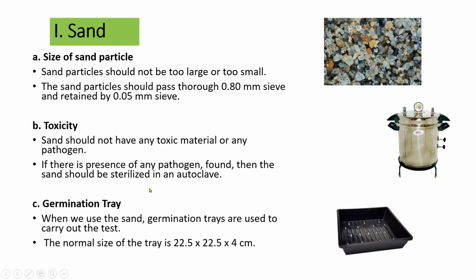And the next thing is the germination tray. What kind of germination tray is required? It is usually used in the form of plastic trays, although sometimes stainless steel is also used in some labs. The normal size of tray is 22.5 x 22.5 x 4 centimeters, which can hold 100 seeds at a time. Smaller size trays can also be used.